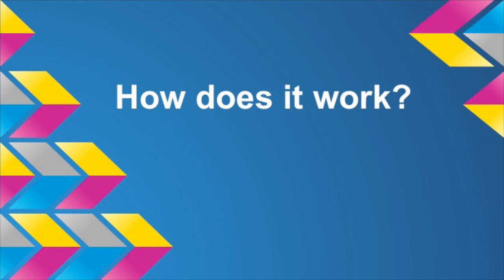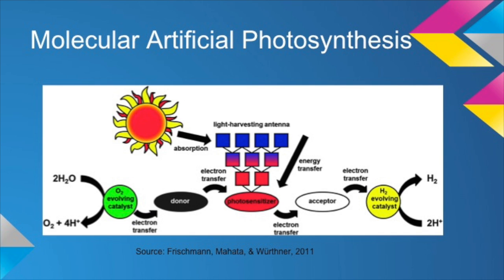So how does artificial photosynthesis work? Essentially, it takes liquid water and splits it into gaseous hydrogen and gaseous oxygen. This is essentially the same process as natural photosynthesis, but with the use of nanotechnology. Dr. Peter Frischmann and his colleagues describe the process of molecular artificial photosynthesis. Before describing Dr. Frischmann's model, let me take a moment to familiarize you with some of the vocabulary.